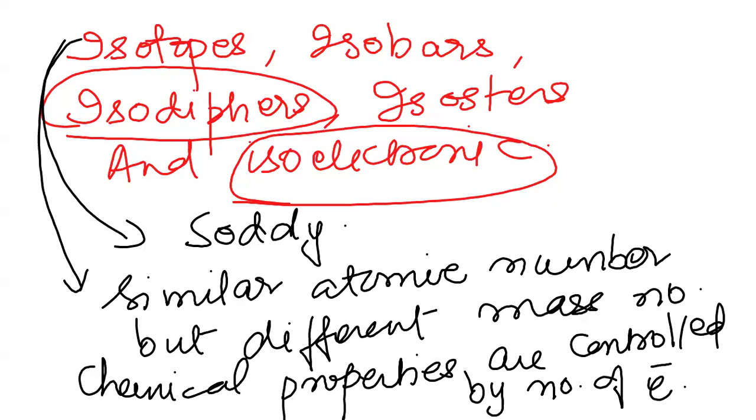So thus isotopes of an element show the same chemical behavior, but different physical properties.